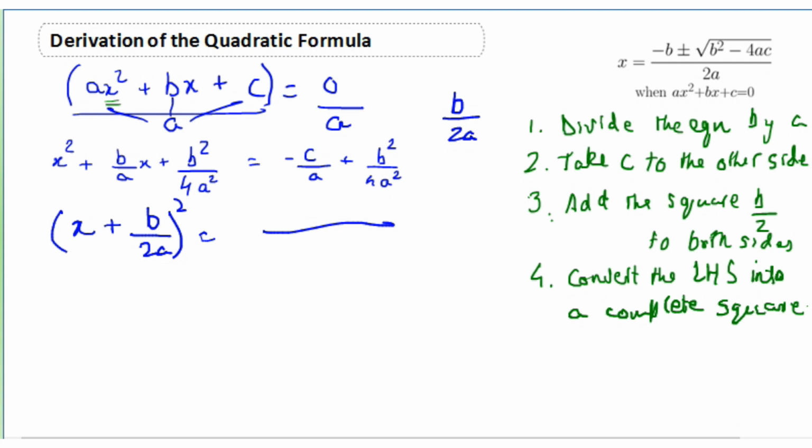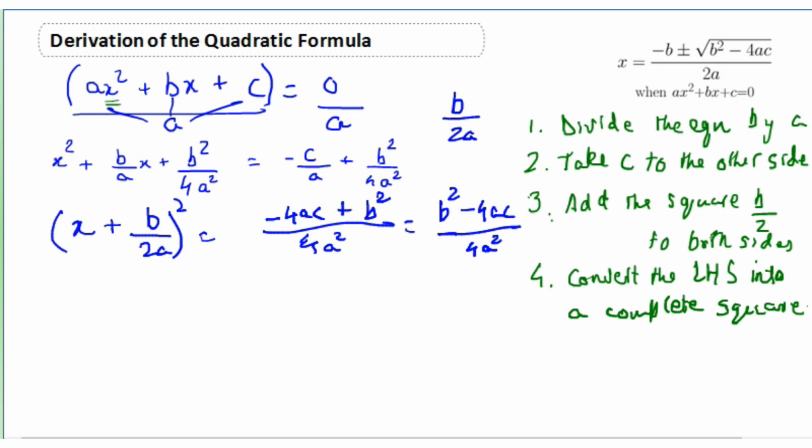So if we have 4a square as the LCM of both the denominators, now 4a square divided by a gives me 4a, so I'm going to multiply c by 4a, so I get negative 4ac plus this remains the same, so that is b square. Or of course I can also write it as b square minus 4ac over 4a square.